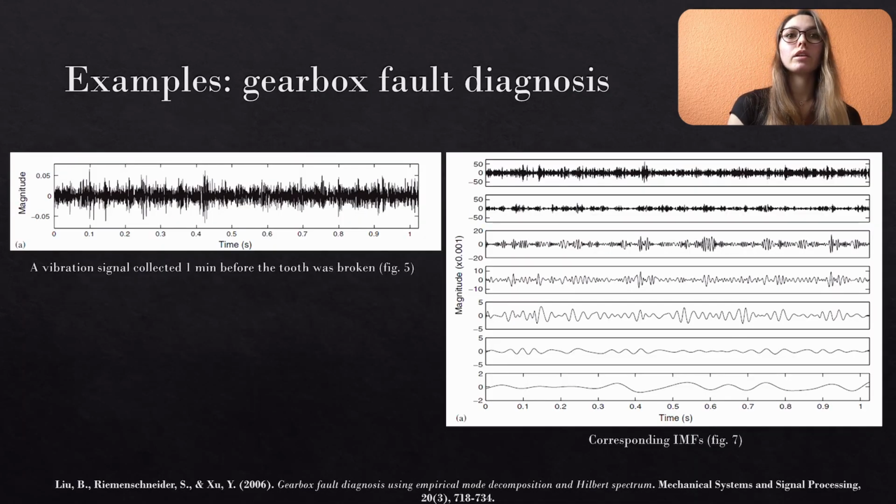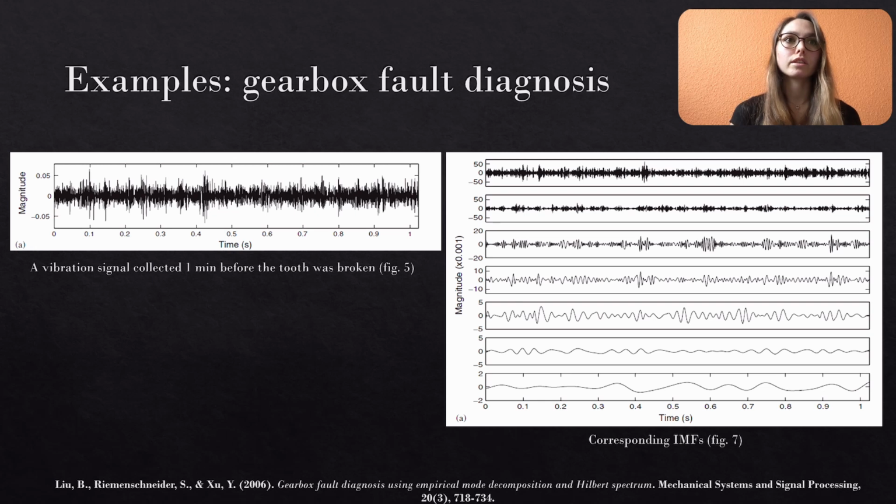The next example is a vibration signal from an automobile gearbox, which is used for localized gearbox fault diagnosis. You can get detailed information on this analysis in the paper by Leo and co-workers, which I put at the bottom for reference. The vibration signal you see on the left is collected from an automobile gearbox with an incipient tooth crack 1 minute before the tooth was actually broken. It shows the magnitude of vibration as a function of time.